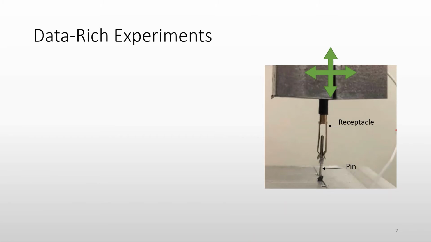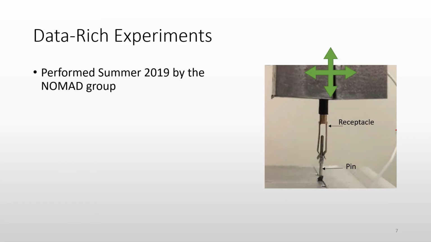Now, the data-rich experiments are going to be able to encapsulate more variables than we could come up with in an analytical model. So this is going to be the basis for what we really need to understand chatter. All of these experiments were performed last summer by the Nomad group at Sandia.